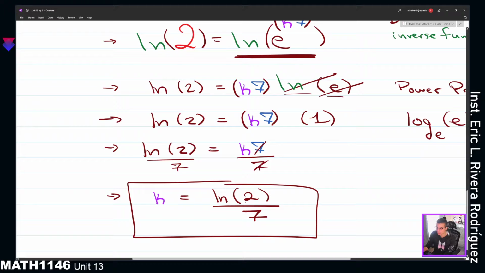Alright. And you leave this as it is. Natural log of 2 is an irrational number, so if the exercise is not asking you to round your answers, you are going to leave it there. Okay? This is not a comfortable way to write a value, but this is just a value. Natural log of 2 divided by 7 is just a value.